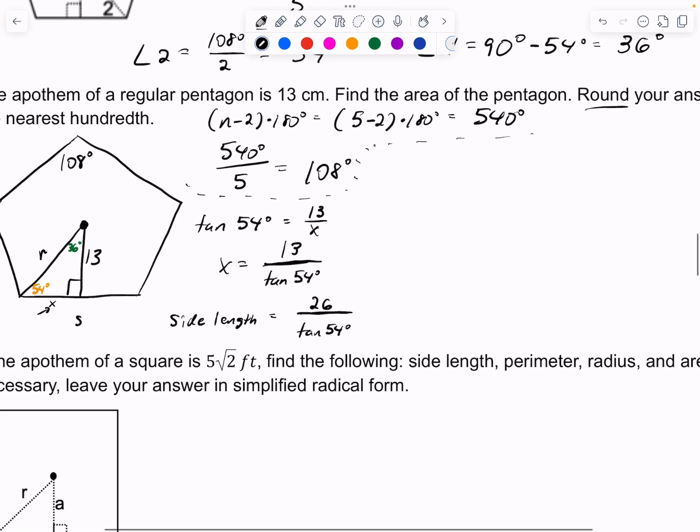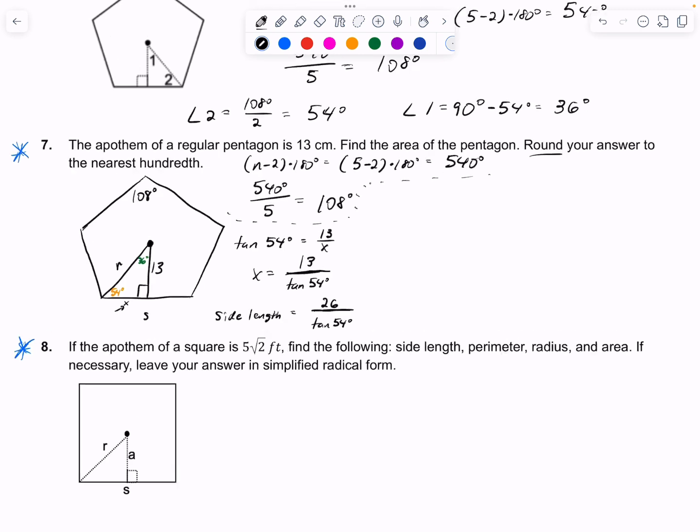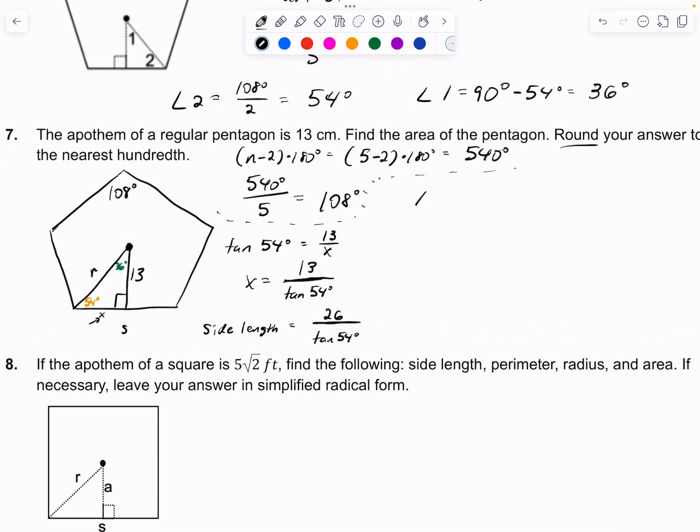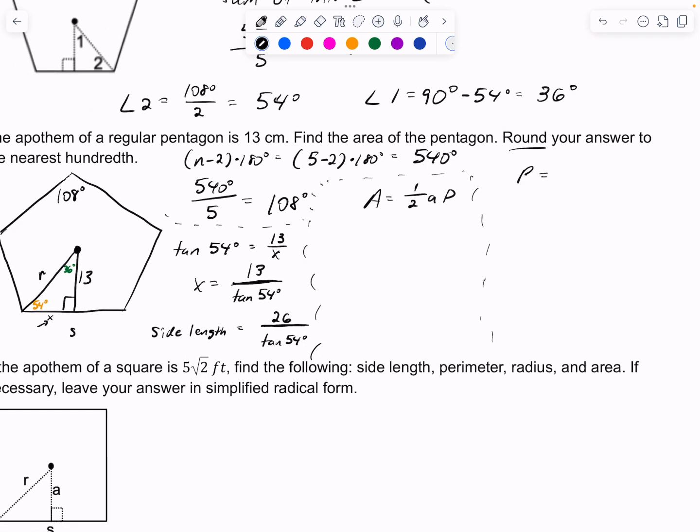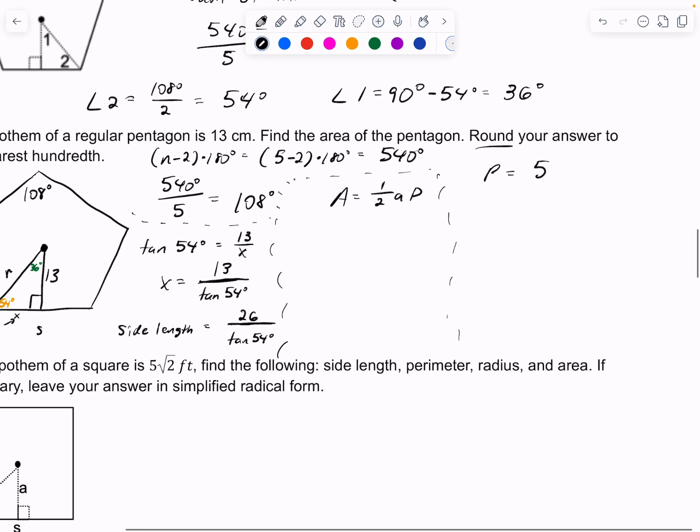So to find the area of this, using my formula, which is area equals 1/2 times the apothem times the perimeter, I need to first find the perimeter. My perimeter is equal to my side, which I have right there as a fraction, and there's 5 of them. So I'm going to do 5 times 26 over the tangent of 54 degrees. That's the perimeter. So here's my area, exact answer.